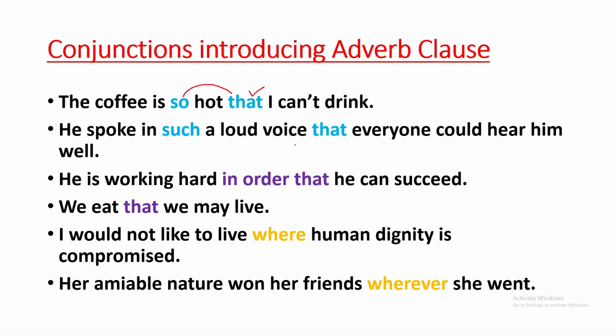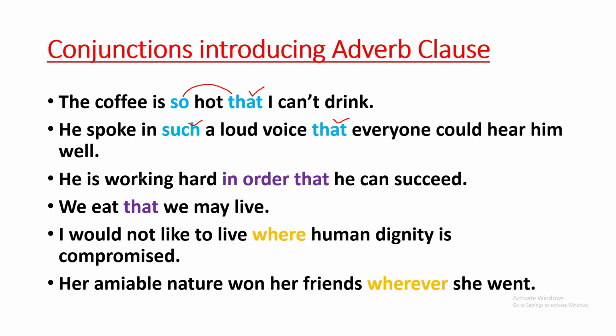He spoke in such a loud voice that everyone could hear him well. The same thing as so that, such is used in the independent clause and that is used at the beginning of the subordinate clause. Okay. He spoke in such a loud voice is the situation and what is the result? That everyone could hear him well. So this clause is an adverb clause of consequence and that is the subordinating conjunction introducing an adverb clause of consequence or result.